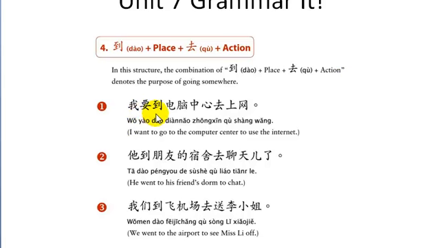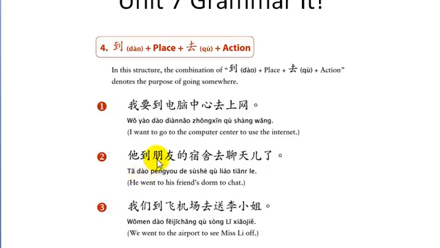我要到电脑中心去上网. I want to go to the computer center to use the internet. 我要到, right? 到 电脑中心, the computer center. 去, right? To do something. To do what? To 上网。我要到电脑中心去上网。I want to go to the computer center to use the internet.